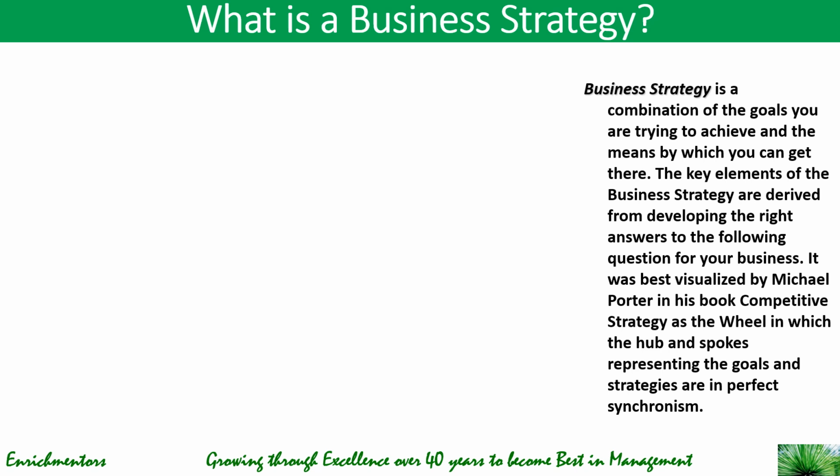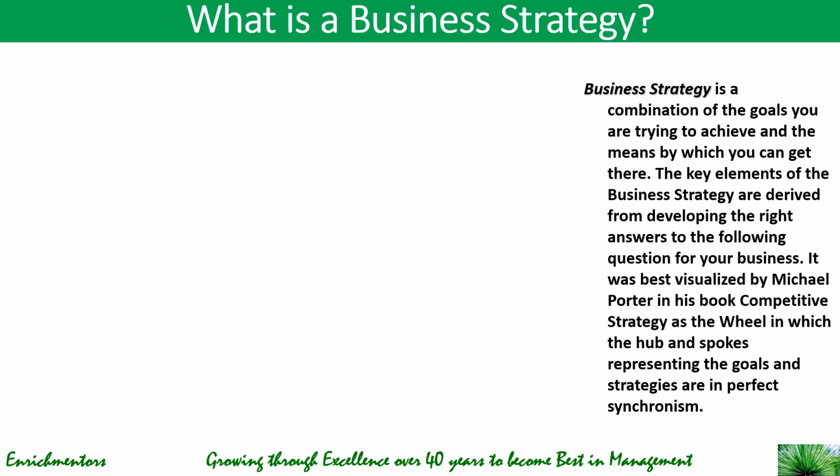So what do you think? What is a business strategy? Business strategy is best defined by Michael Porter in his landmark book, Competitive Strategy, in the 1960s actually. And it still holds. It's a classical piece, like old wine which gets better and better with time. Business strategy is a combination of goals that you're trying to achieve and the means by which you can get them. So two things: what are you trying to achieve over the next 3, 5, 10 years? And how do you want to achieve that?